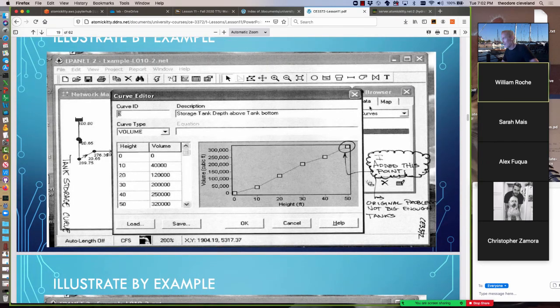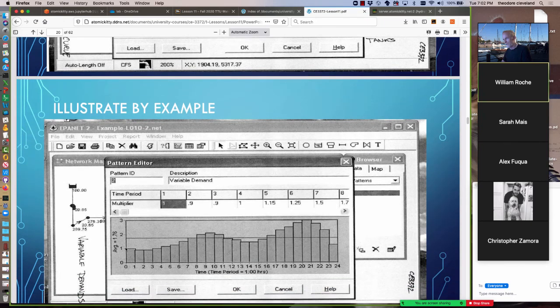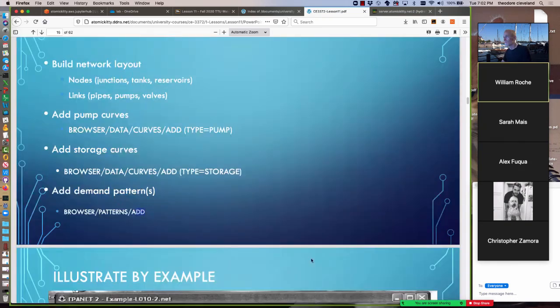And lastly, in the browser data curves, we've selected one of the storage curves. The storage curve has the height of water in the tank, the description is storage tank depth above the tank bottom, and then the associated volume. I have a notation here that says I added this point; in the original problem, the tanks aren't big enough, so it must have been an issue where the system would start to drain. So here's the case with the variable demand curve, and that pattern is identical to the one on that handwritten table back here.